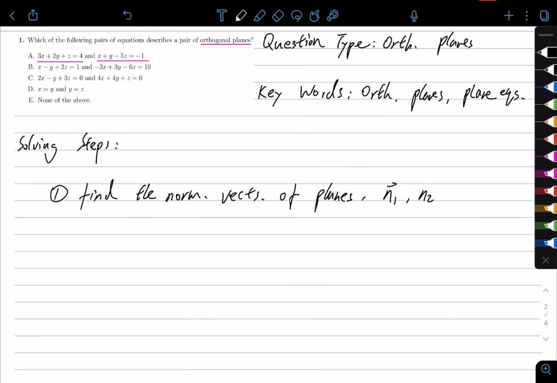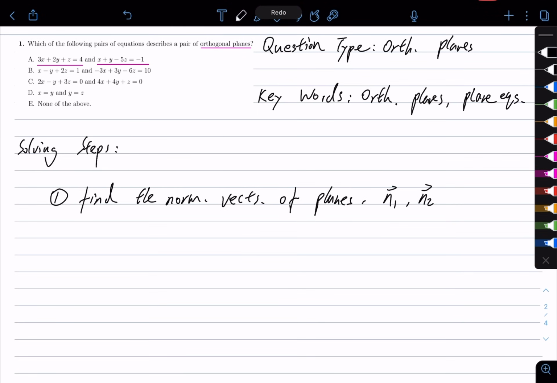So in the answer choice alpha, n1 equals 3, 2, 1. We're just taking the coefficients of the planes in front of the variable components. And n2 is just going to be 1, 1, negative 5. Okay, so once we have those, the second thing we're going to do is use the property of orthogonal planes. What is the property? Well, if the planes are orthogonal, the dot product of the normal vectors equals 0.